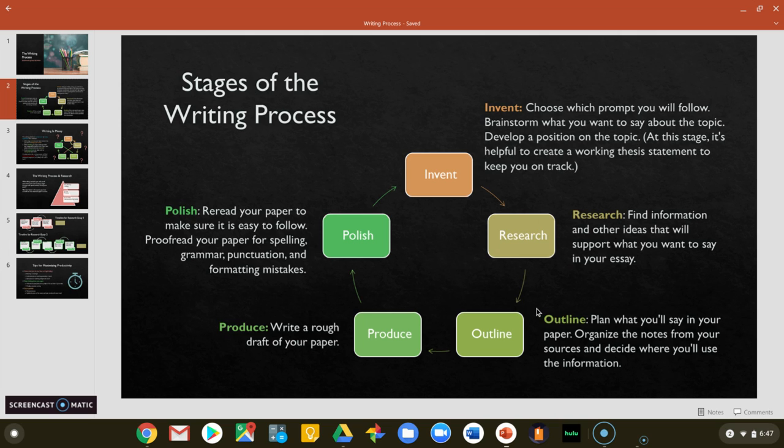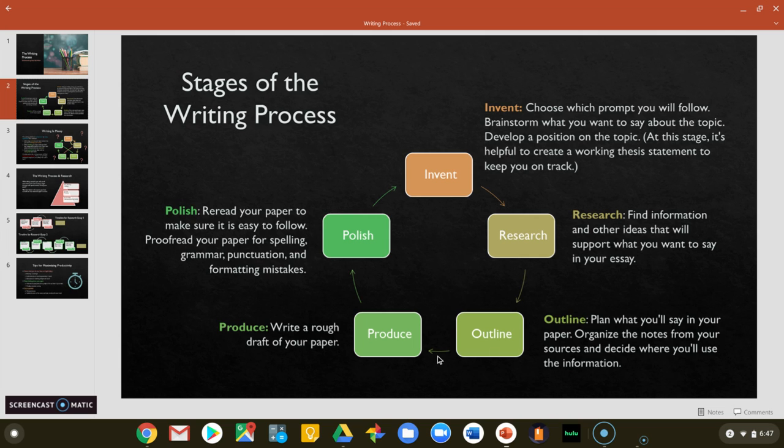After the research stage is the outline stage. And part of this stage is reading all of the sources that they found when doing their research, taking really good notes, and figuring out how to organize all of that information in a way that will make sense for their reader and in a way that will help them construct a logical argument.